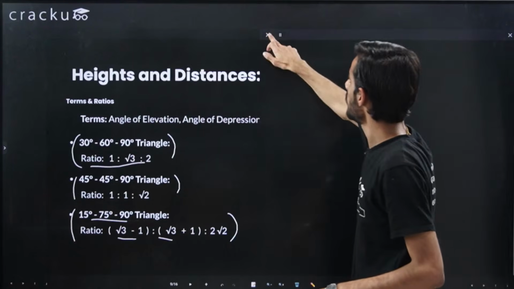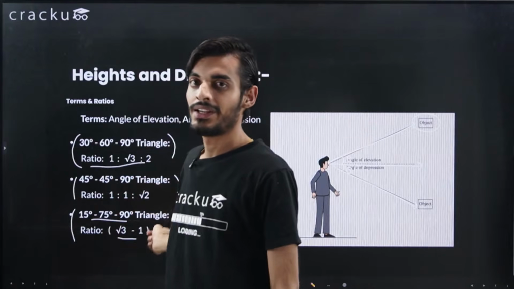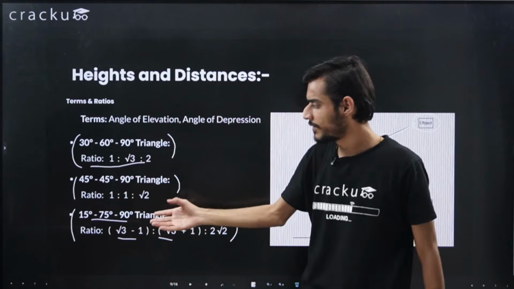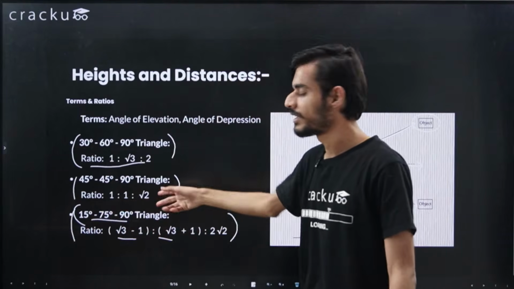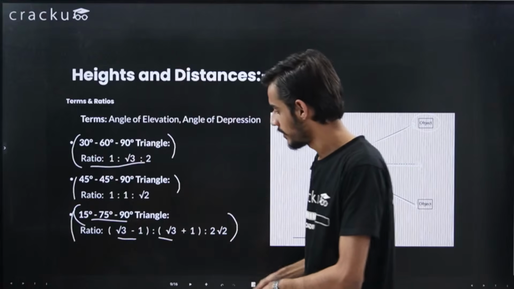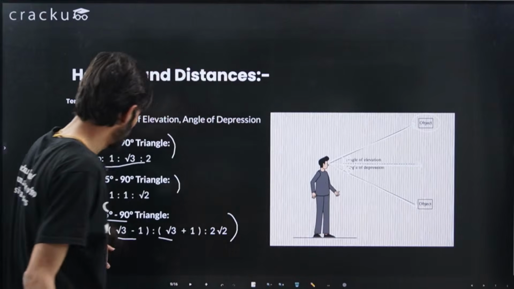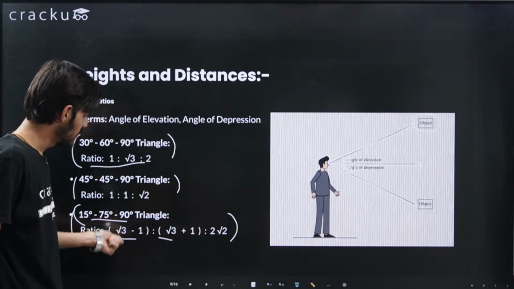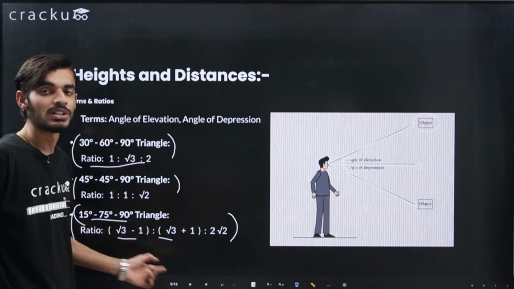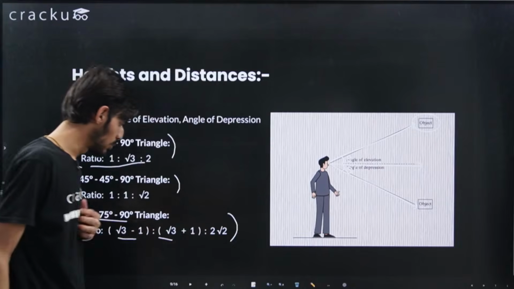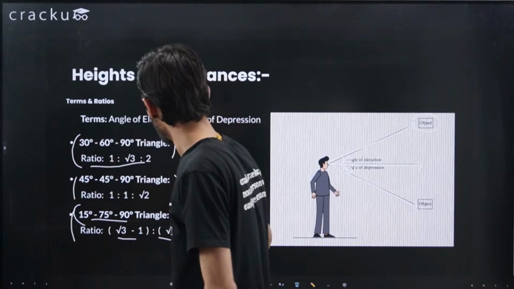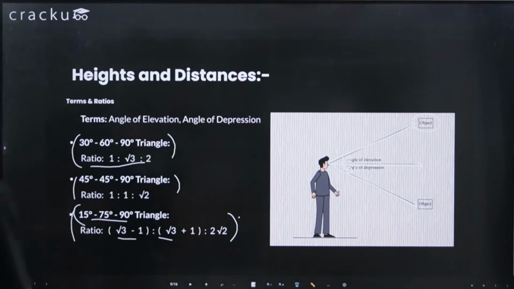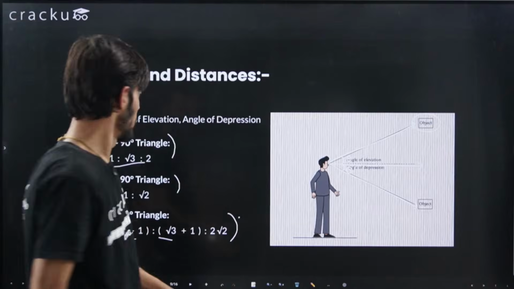Generally we will see only 30, 60, 90 and 45, 45, 90. But in case a question comes, I guess there was one PYQ with these particular values, 15 degrees, 75 degrees, 90 degrees. So I think I should have included it, and I have included it. You can just remember directly that if the angles are 15 degrees, 75 degrees and 90 degrees, then the ratio will be root 3 minus 1, root 3 plus 1 and 2 root 2. I think this should be clear. If you have any doubts, you can ask in the chat. Otherwise, we can move ahead.